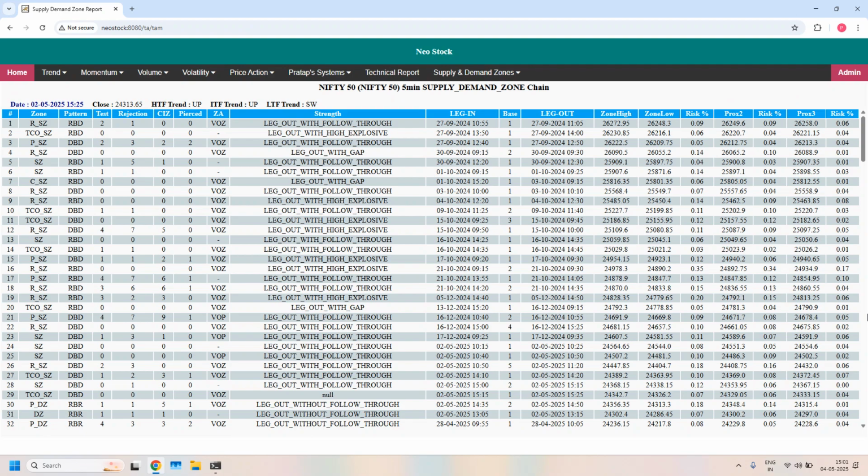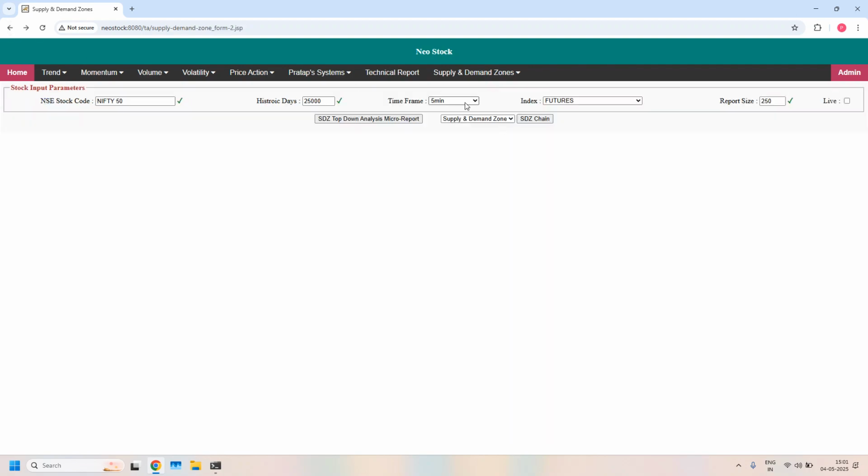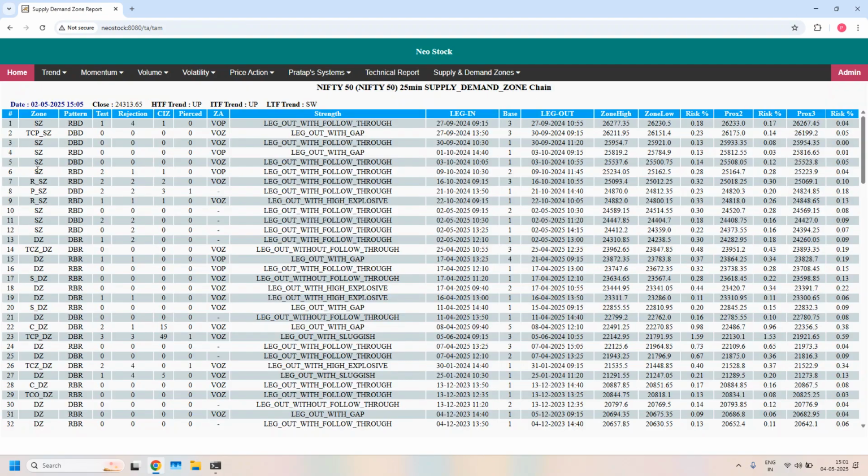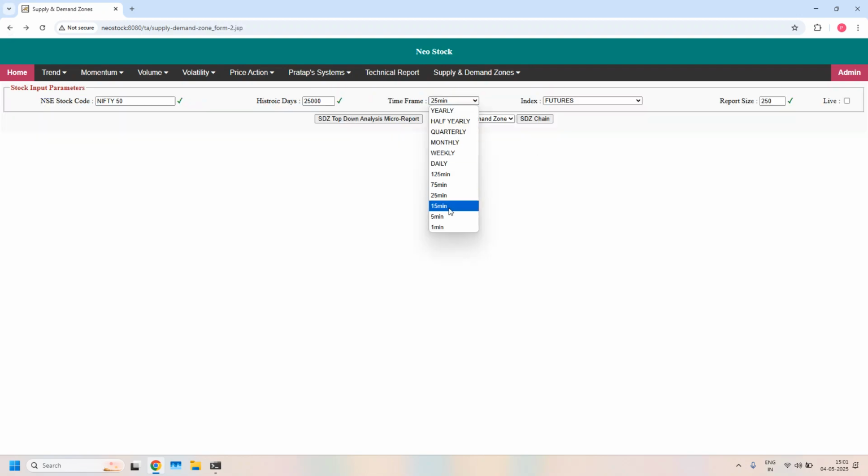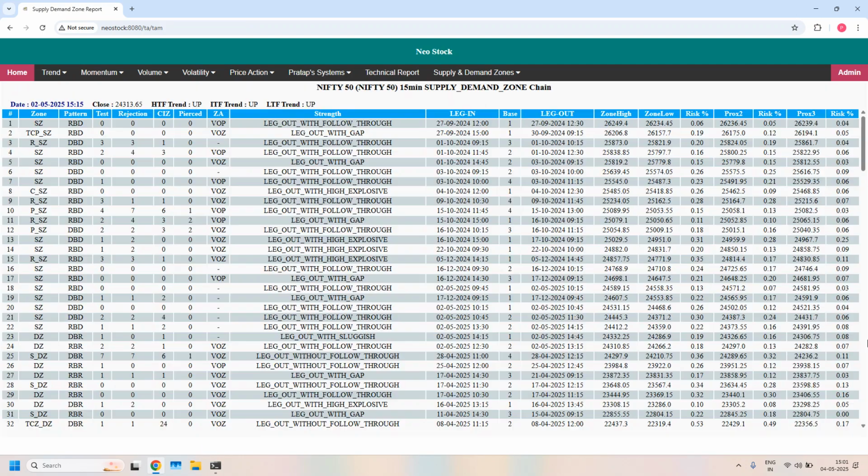But 15 minutes and 5 minutes let me generate again, because let me check with first 25 minutes if everything is available. Okay, here you have nearest demand zone is at serial number 13. This is okay. 15 minutes, let me check. Nearest demand zone to the current closing price is serial number 23. So let me put it in the center.